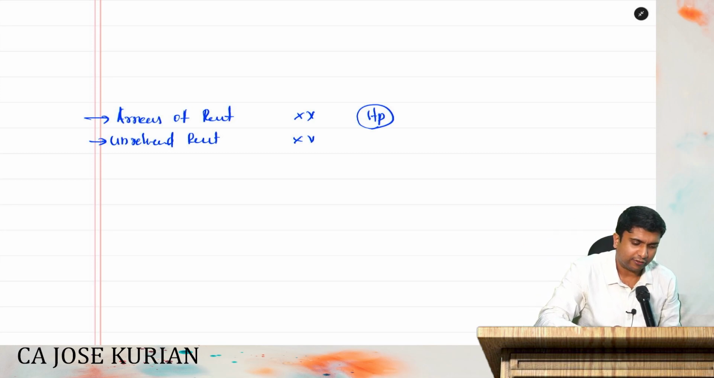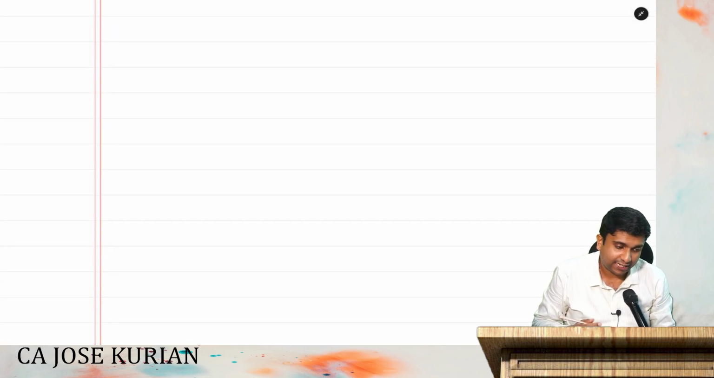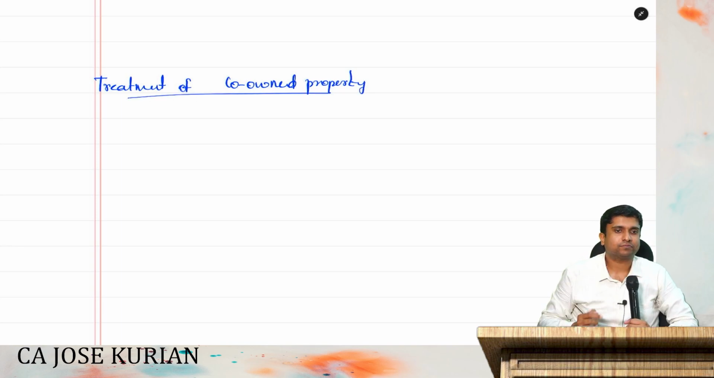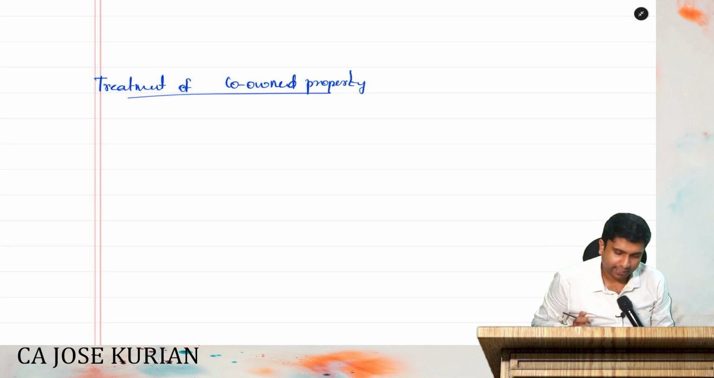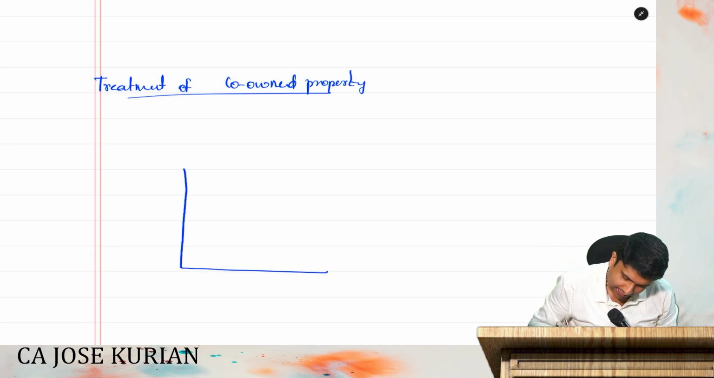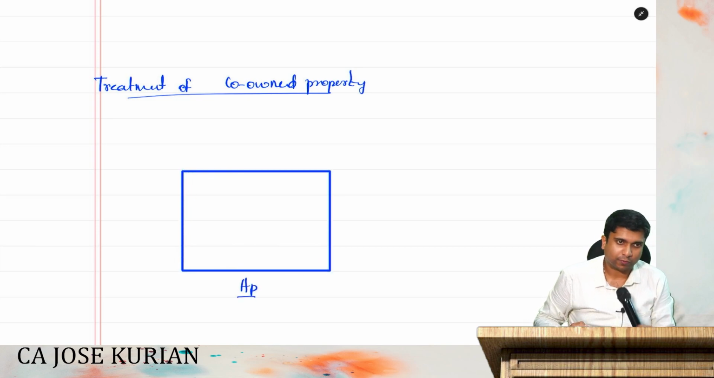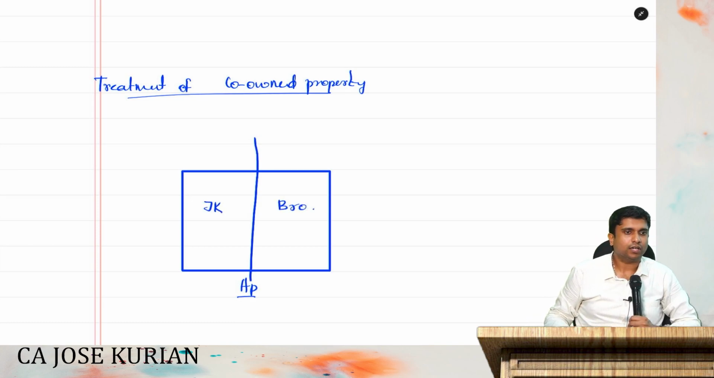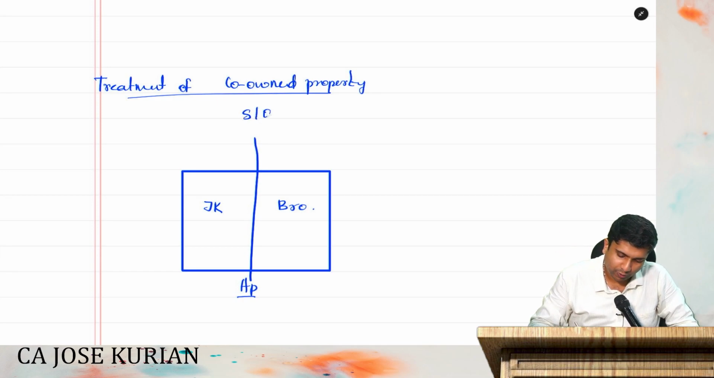Now there is a final last concept in the head house property, that is treatment of co-owned property. What do you mean by co-owned property? Co-owned property, joint ownership. I'll give you one example. Listen. Say I have a house property. It is owned by me and my brother. Are you all with me? It is a self-occupied house property.